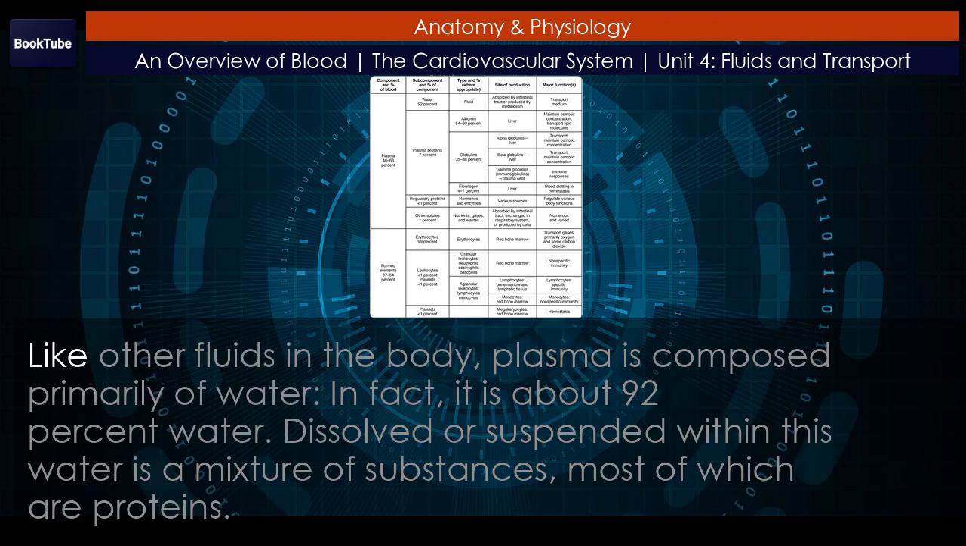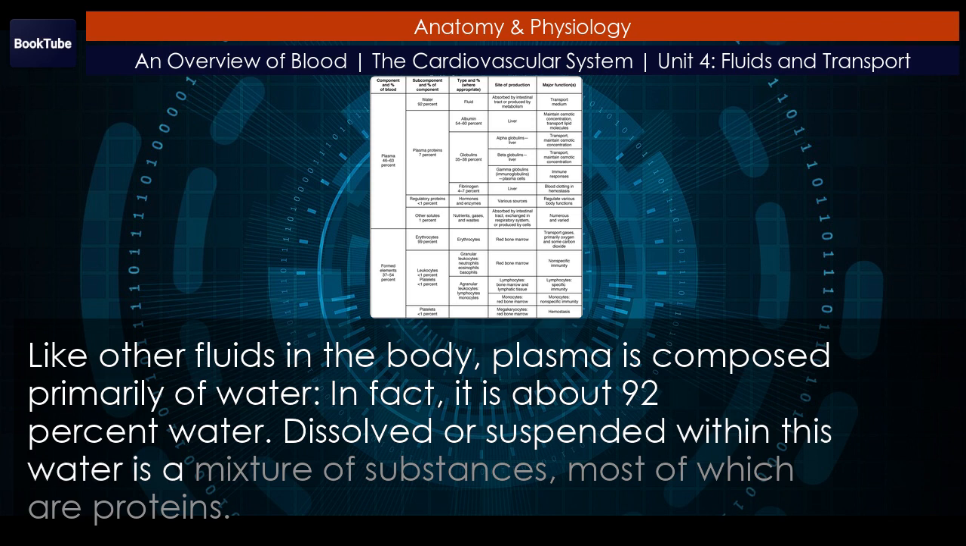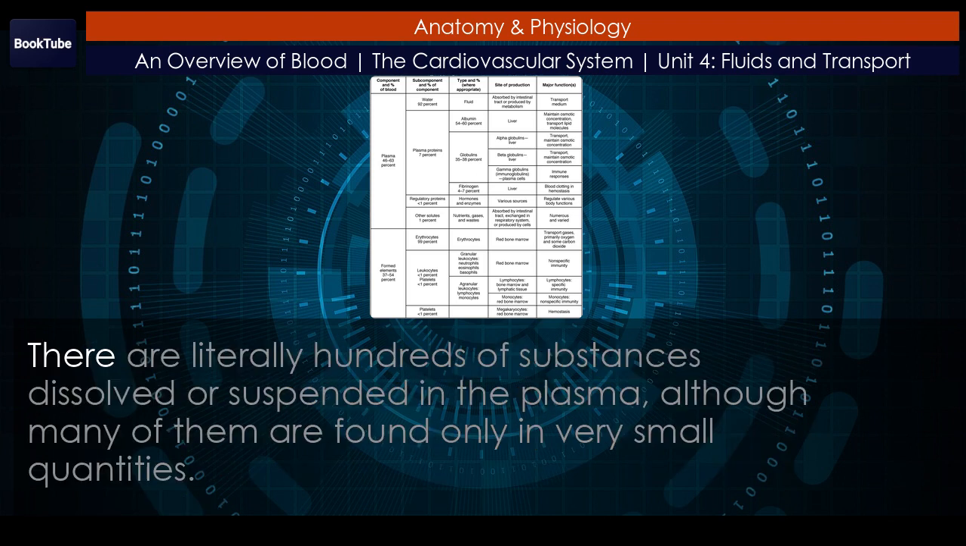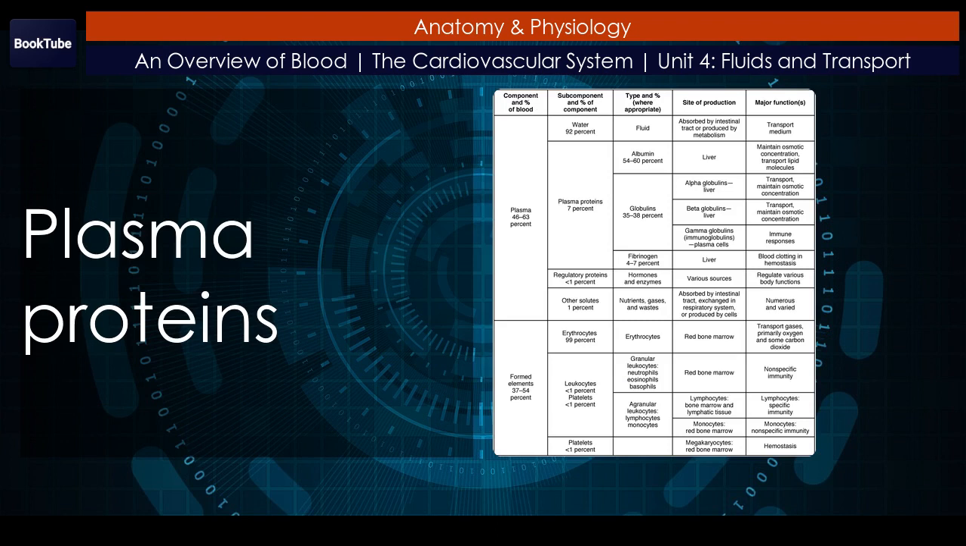Blood plasma. Like other fluids in the body, plasma is composed primarily of water. In fact, it is about 92% water. Dissolved or suspended within this water is a mixture of substances, most of which are proteins. There are literally hundreds of substances dissolved or suspended in the plasma, although many of them are found only in very small quantities.